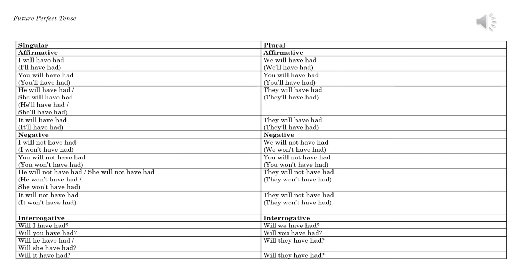Negative. I will not have had. I won't have had. You will not have had. You won't have had. He will not have had. She will not have had. He won't have had. She won't have had. It will not have had. It won't have had.